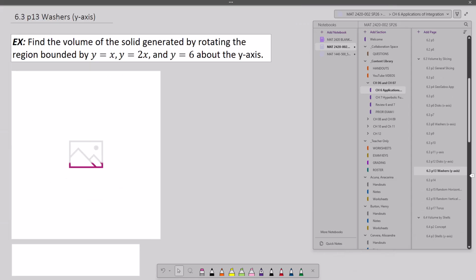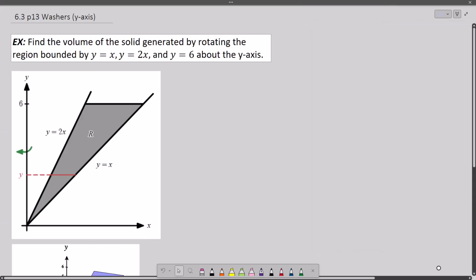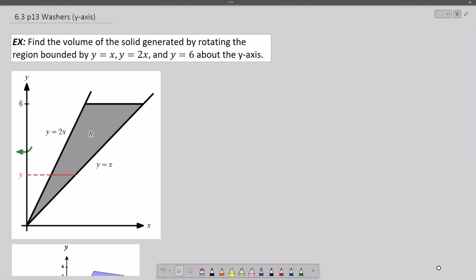All right, let's try one more around the y-axis. So same concept, we're going to rotate that region around the y-axis. It's going to create like a thick cone type thing. And clearly it's not vertically simple.